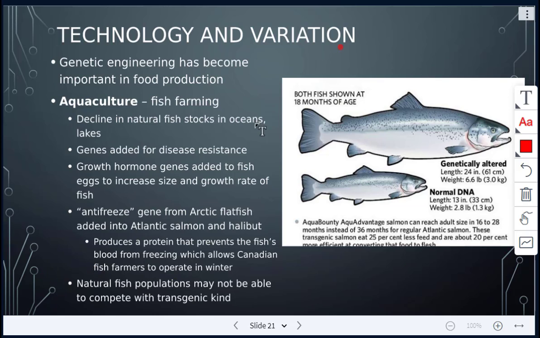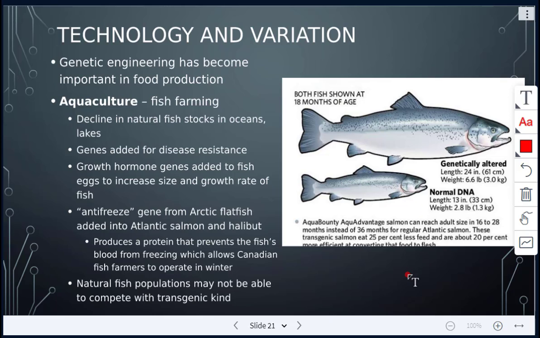Looking at this picture here, both fish are shown at 18 months of age. The one on the top is genetically altered. It has a length of 24 inches, 61 centimeters, and it weighs 6.6 pounds or 3 kilos. This one here at the bottom is the normal one, the one that has not been genetically altered. So same age, still 18 months old. Its length is 13 inches or 33 centimeters, and its weight is only 2.8 pounds or 1.3 kilos.